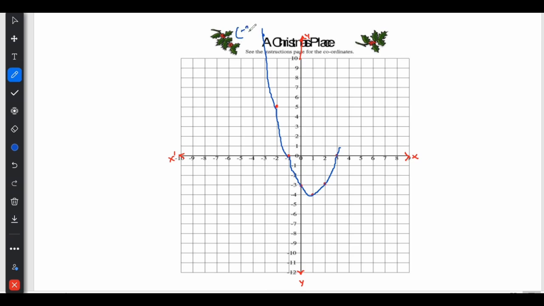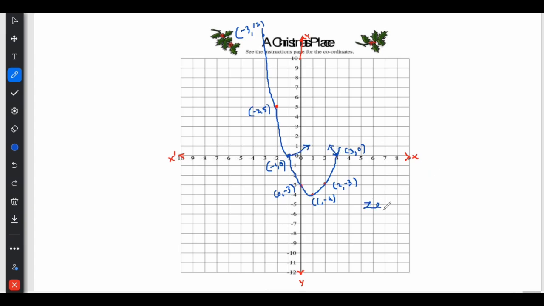I can also write the coordinates. Minus 3, 12. Minus 2, 5. Next minus 1, 0. 0, minus 3. 1, minus 4. 2, minus 3. 3 comma 0. Now the graph crosses the x-axis at these 2 points.